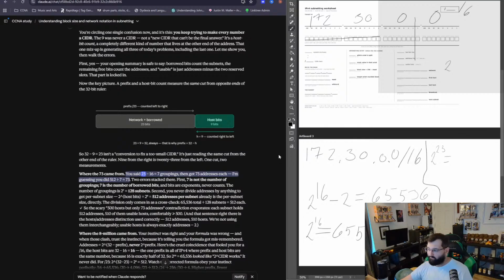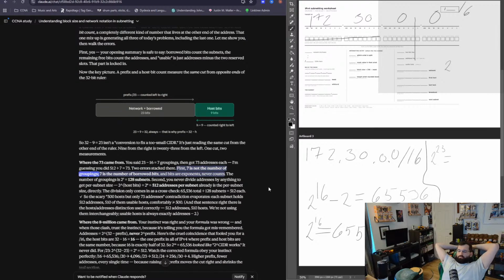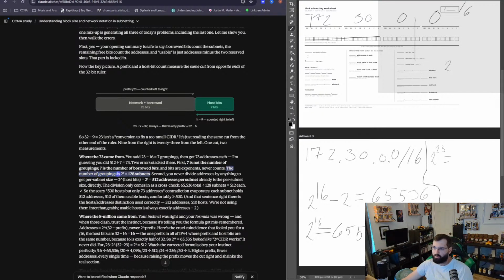Said 23 minus 16 equal to 7 groupings, then got 73 addresses each. I'm guessing you did 512 divided by 7 approximately equal to 73. Two errors stacked there. First, 7 is not the number of groupings. 7 is the number of borrowed bits, and bits are exponents, never counts.